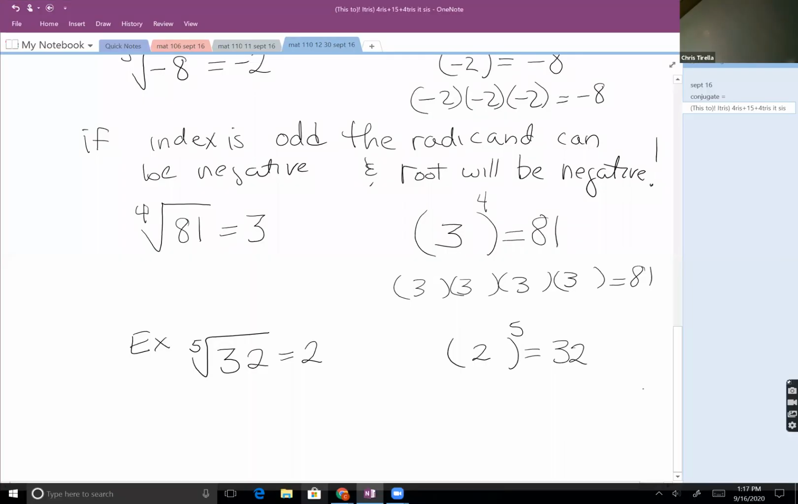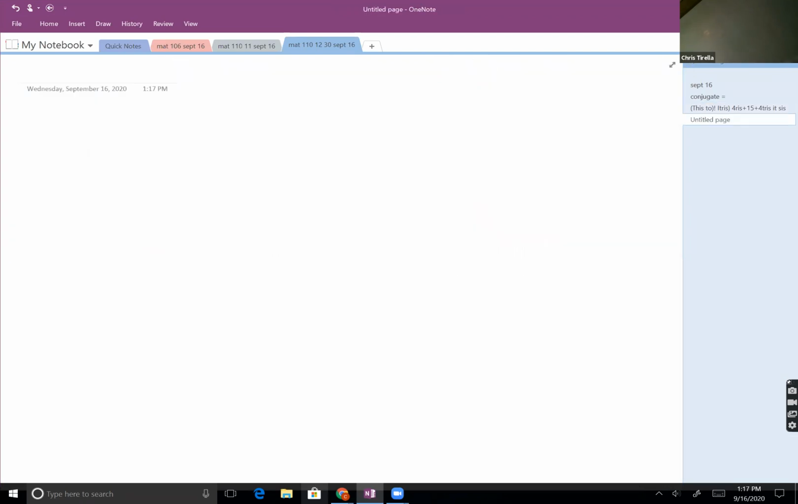So now I'm going back to sharing my screen. The fifth root of 32 is 2. So, how far down are we? Yeah, let's make a fresh page.